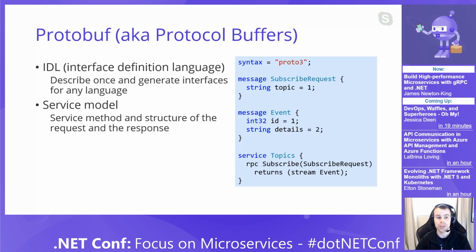This proto file was also used to define a service model. So the service is like the structure of the calls that people are able to make to a service. So here we can see we've got a topic service, which has a subscribe method. You can think of a service in gRPC like a controller in MVC and a method like an action.